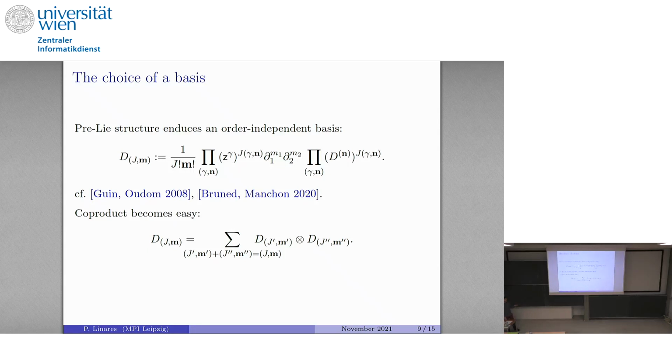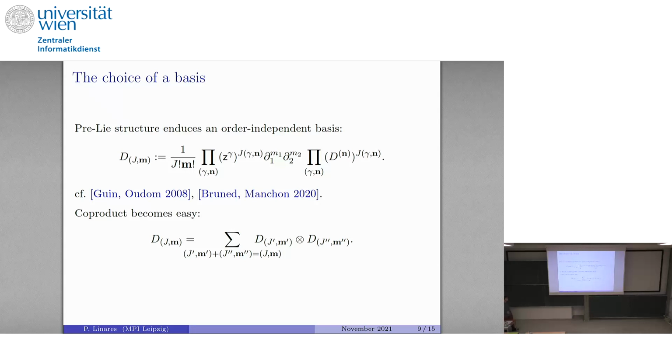When we started doing this, we weren't aware of this work by Guin and Oudom, where they build an isomorphism between the universal enveloping algebra and the symmetric algebra. This is kind of going in the same direction, although we do that explicitly, and that's convenient because in the end we use this expression to have a very explicit formula for the elements of our structural group. And here I have to give credit to Yvain Bruned and Dominique Manchon, who I think were the first using this Guin-Oudom procedure in the context of regularity structures in a very recent paper.